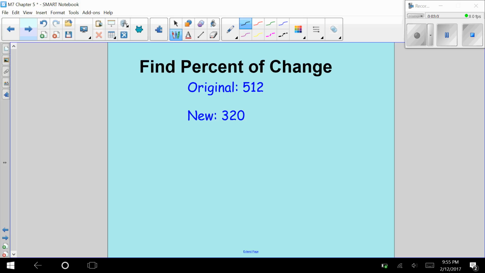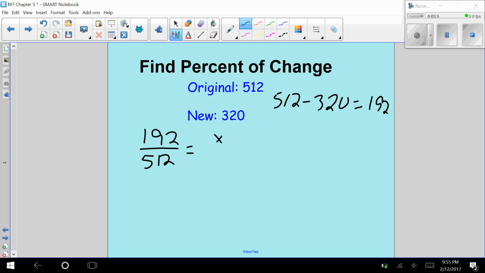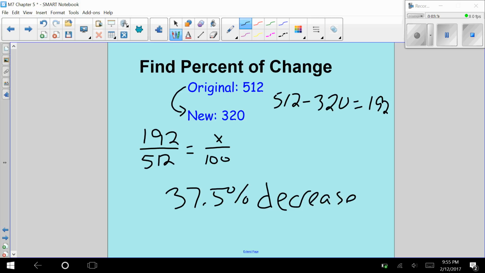Now let's look at this one. Original is 512, new is 320. Just like before, bigger minus smaller. So 512 minus 320 gives me 192. I do 192 over my original, which is 512, equals x over 100. Cross multiply and divide, I get about 37.5%. From the original to the new, the price went down. So this one is a decrease.